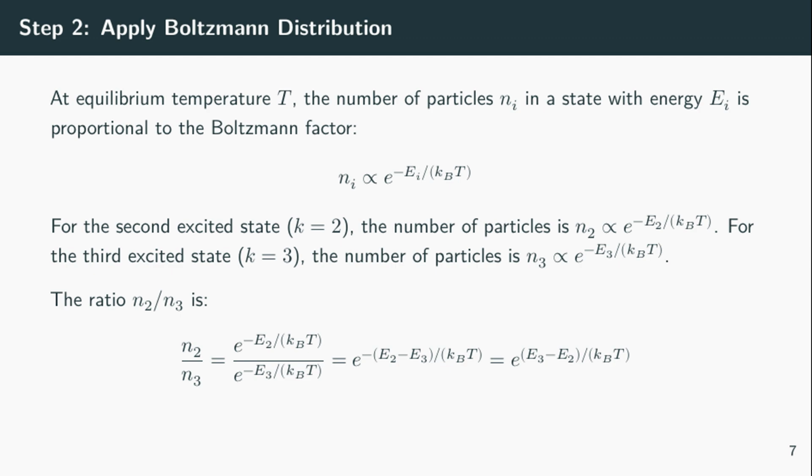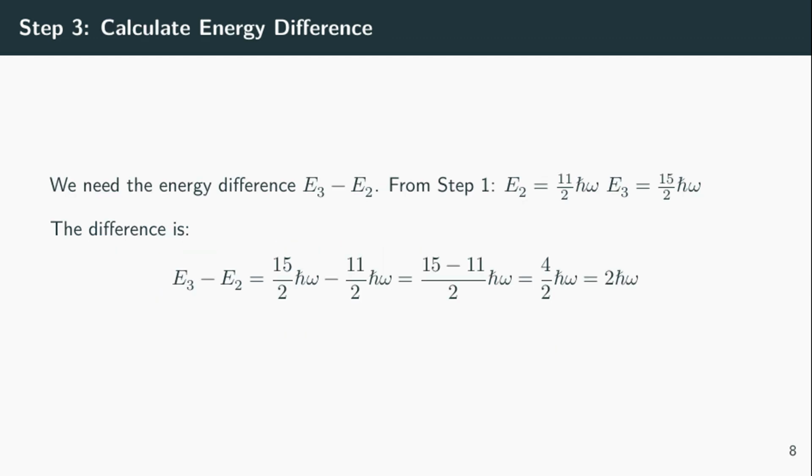Using properties of exponents, this simplifies to e to the power of minus (E2 minus E3) divided by kBT, which is the same as e to the power of (E3 minus E2) divided by kBT. So we need to calculate the energy difference, E3 minus E2. From our work in step 1, we found E2 is 11 halves h bar omega and E3 is 15 halves h bar omega. Let's calculate the difference. E3 minus E2 is 15 halves h bar omega minus 11 halves h bar omega. This equals (15 minus 11) over 2 times h bar omega, which is 4 over 2 h bar omega, and that simplifies nicely to 2 h bar omega.